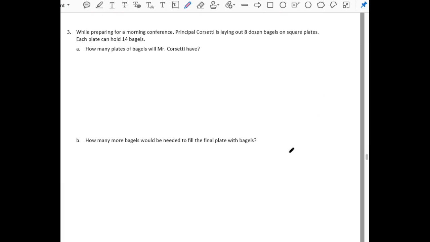So, preparing for the morning conference, Principal Corsetti is laying out 8 dozen bagels. 8 dozen. And he's putting them on square plates. Square plates. And each of these plates can hold 14 bagels. So we know that this is actually 8 times 12.